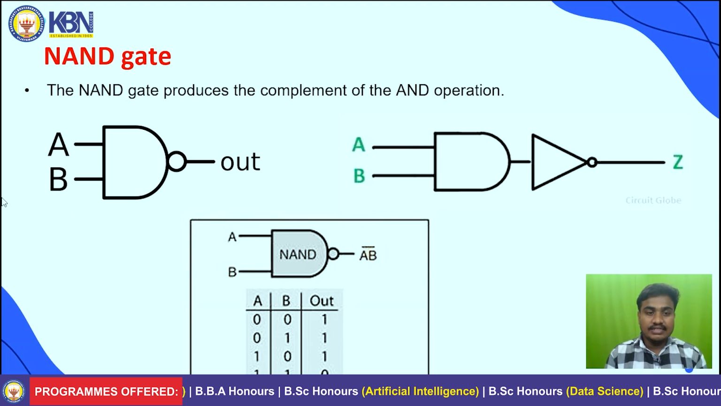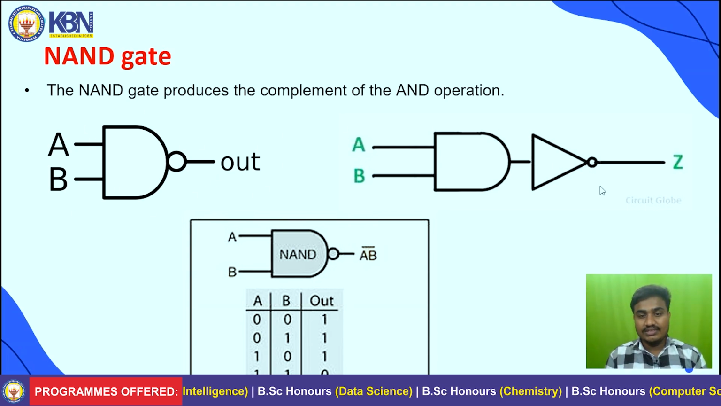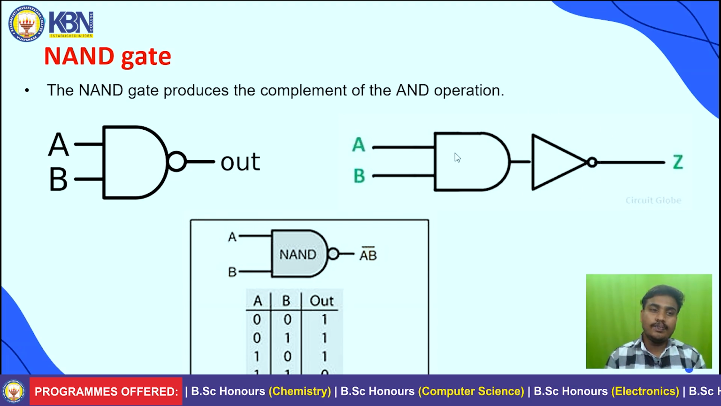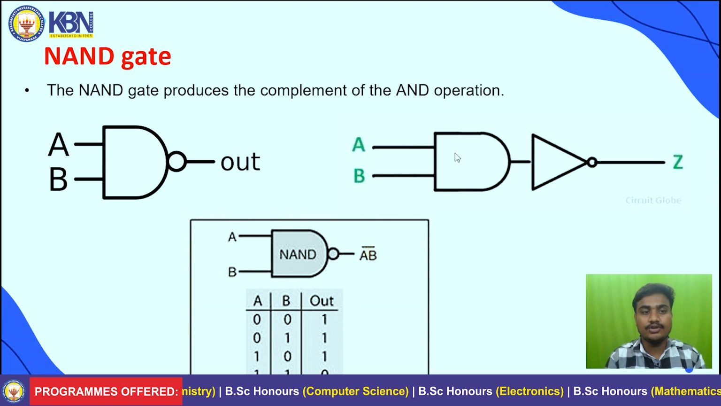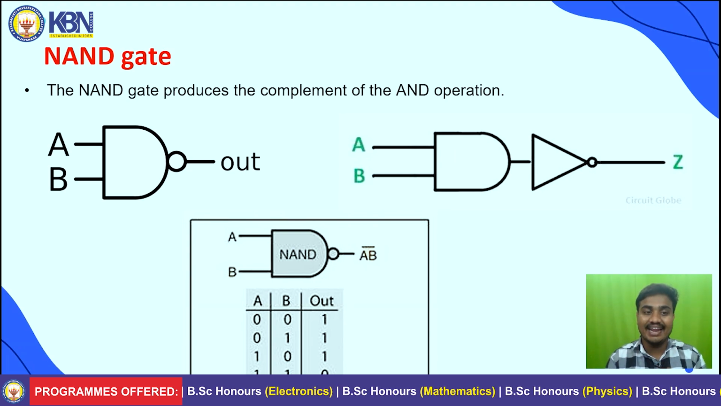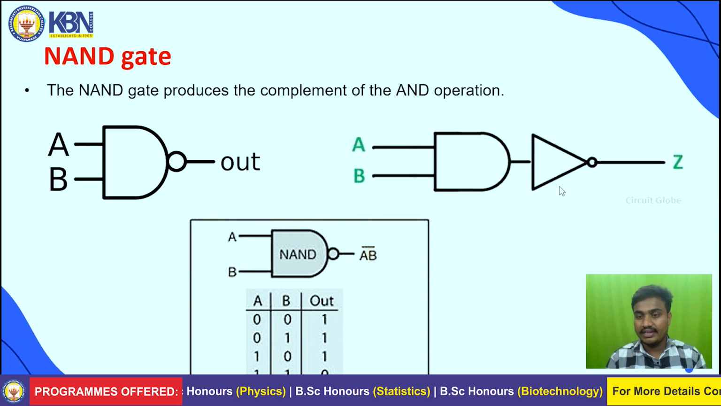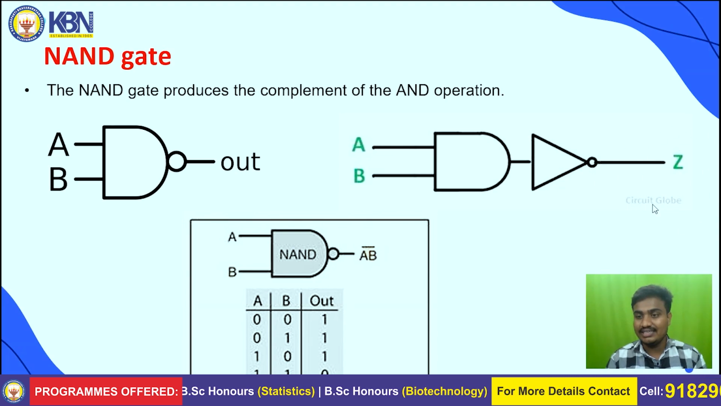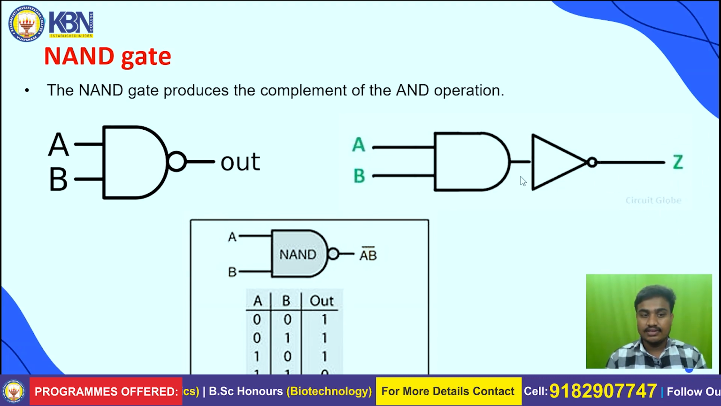The NAND gate can be represented in two ways. This is one symbol and this is the other one. The NAND gate is nothing but the output of the AND gate connected to a NOT gate. Then the output of that NOT gate is called the NAND gate. Here you can see this is an AND gate and it is connected to a NOT gate. The output is called the NAND gate.